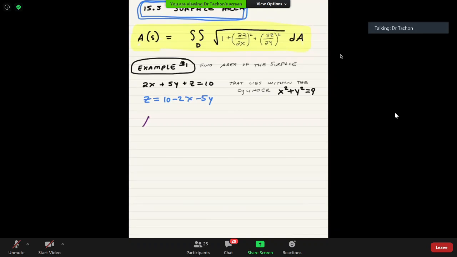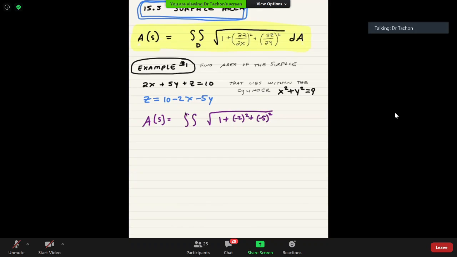So our surface area. We're going to set up a double integral, and we'll do the bounds in a moment. Under the radical, you have 1 plus the partial of z with respect to x. You see that's -2, and you square that. And the partial of z with respect to y is -5, and you square that. So far, there's the integrand.